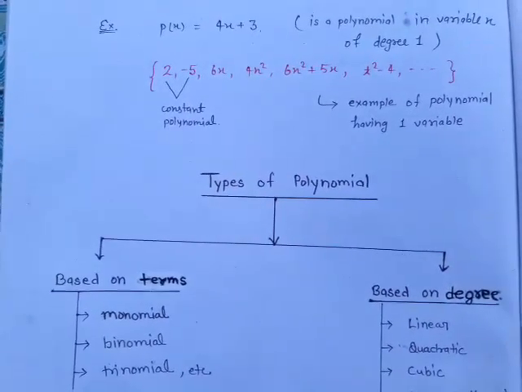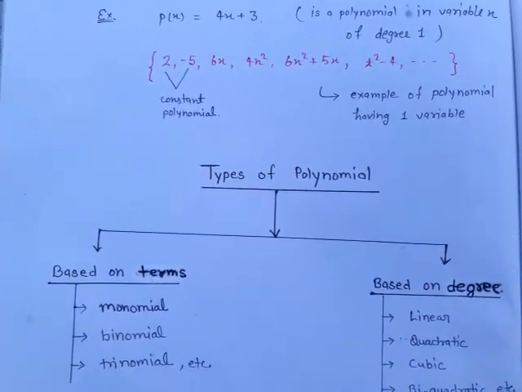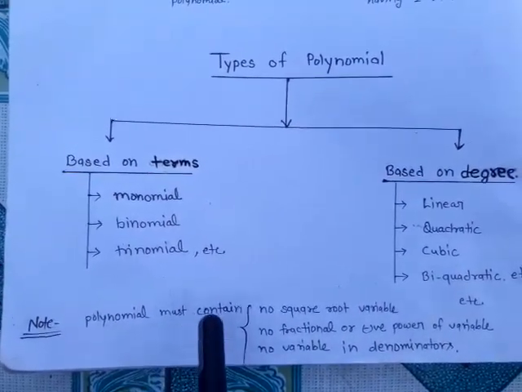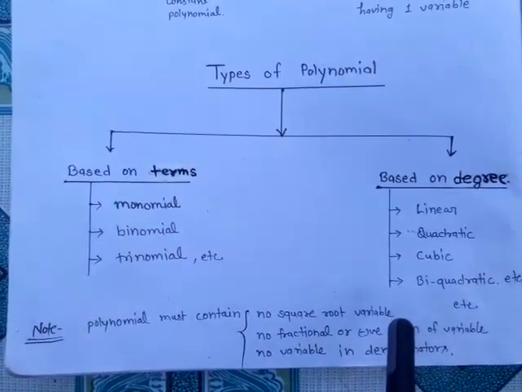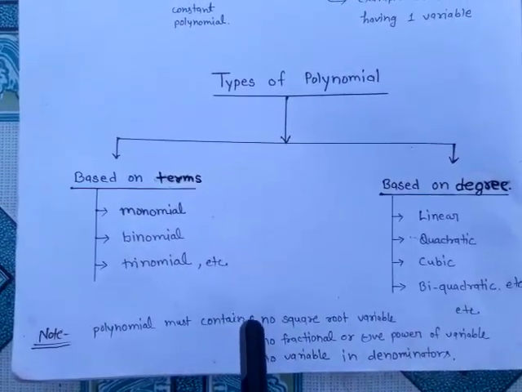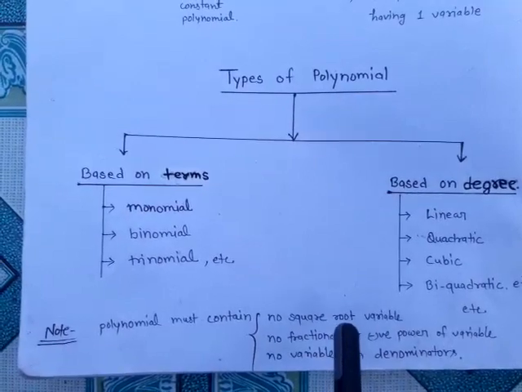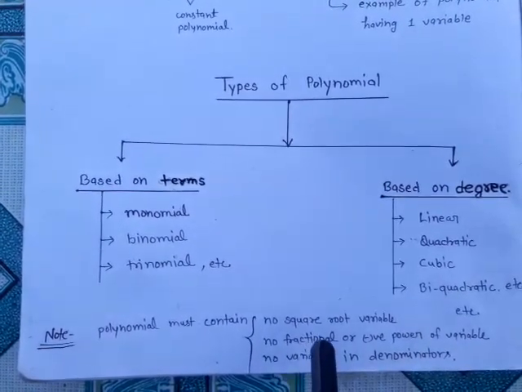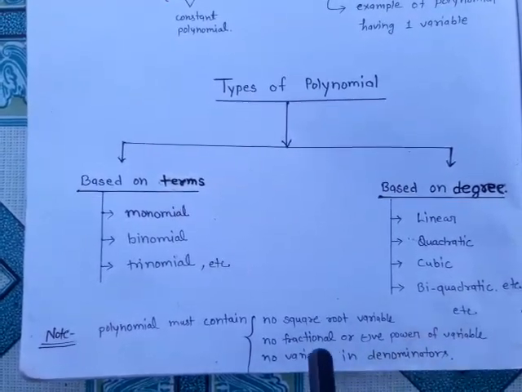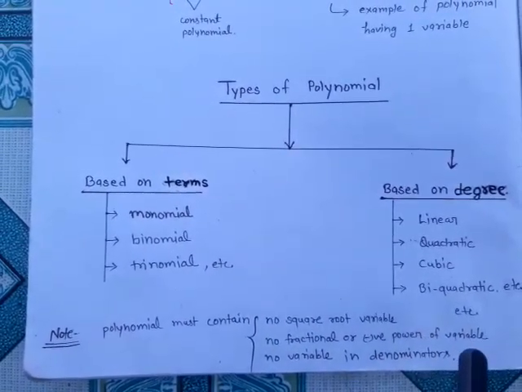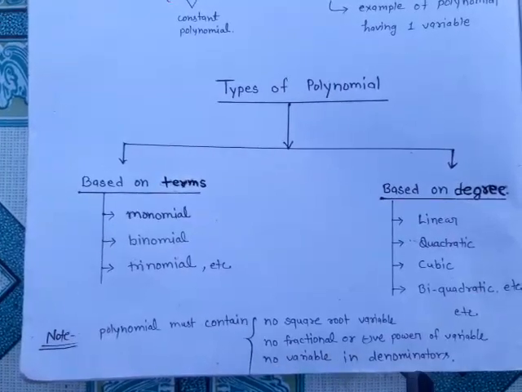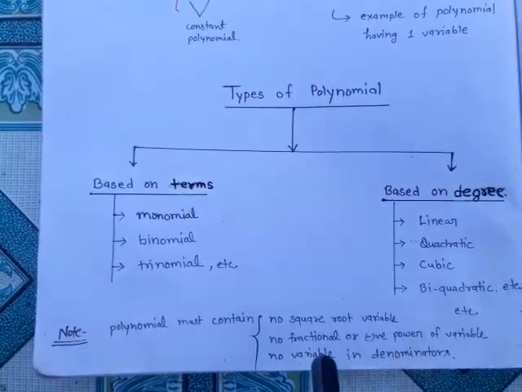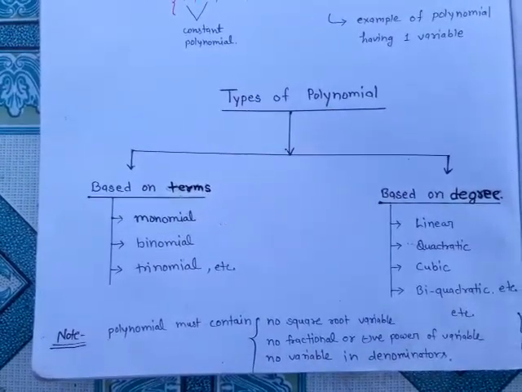Now, in which case can we say that an expression is not a polynomial? So we consider some notes. A polynomial must contain no square root of a variable. That means if the variable is under a square root, then it is not in the format of a polynomial. Second, there is no fractional or negative power of the variable. If these are present, then that expression is not a polynomial. Third, no variable in the denominator. If there is any variable in the denominator, then we cannot say it is a polynomial.